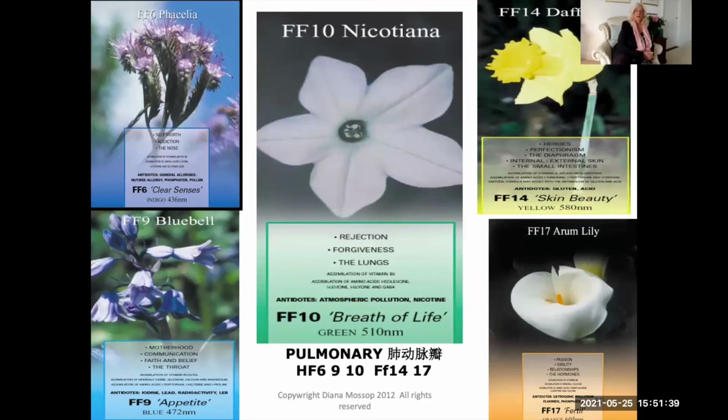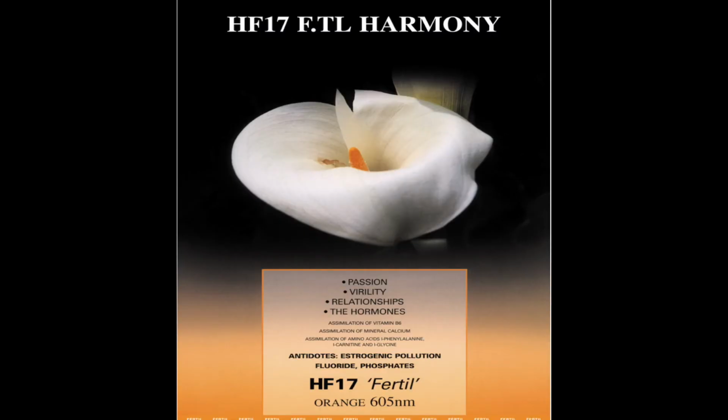We'll come back now to a particularly important flower formula, HF17, Flower Formula 17, arum lily. This formula is a right-sided formula. This is the formula for fertility. For women, it is the formula for luteinizing hormone, calcitonin, progesterone, and for the kidneys, the adrenal testosterone and adrenal aldosterone. So this is a very, very, very important formula.